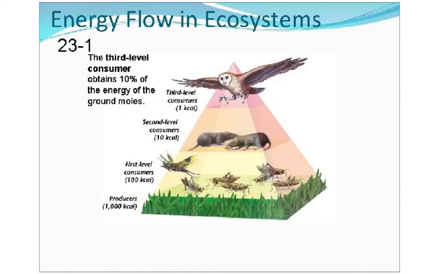Now let's look at energy flow in ecosystems. The third level consumer obtains 10% of the energy of the ground level. So we have producers with 1000 kilocalories, now 100, now 10, and then 1 kilocalorie available. So only 10% of the energy is transferred to the next level.